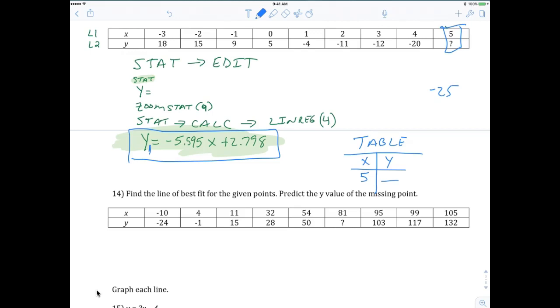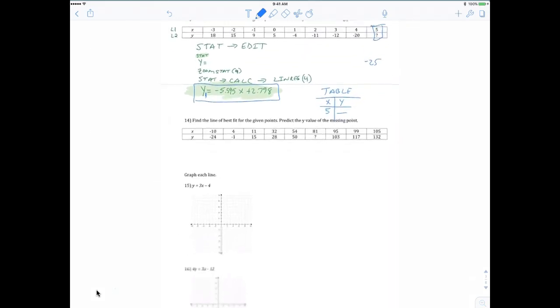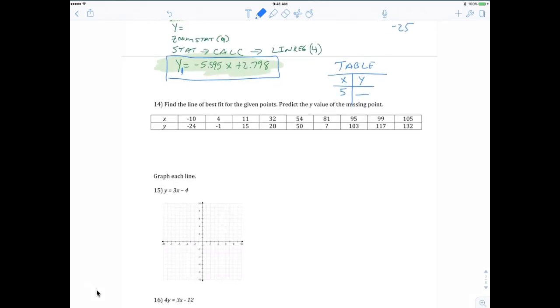I'm not asking you to plot another point. We don't care about that point. Is everybody good on that? Now we just plug 5 into the equation or put 5 into the table and it'll tell you what the answer is. Is everybody good? All right. I feel pretty good about that. Tomorrow we'll practice together 14, okay? Try to tonight though. All right, it's the same thing.